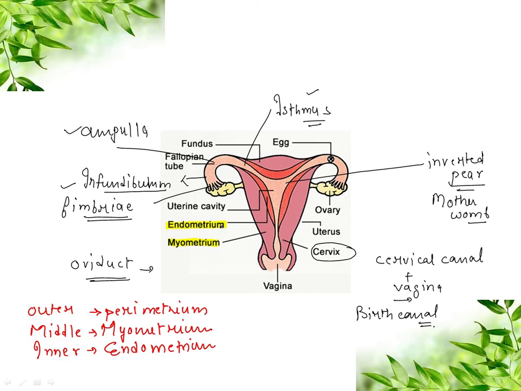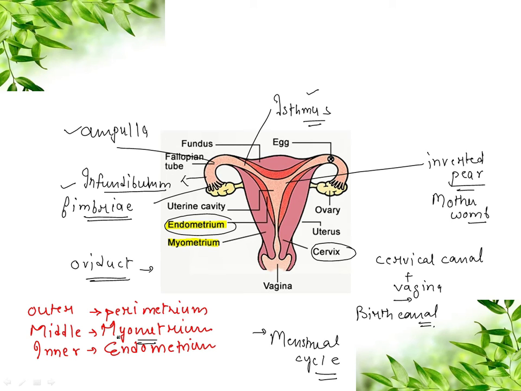Now, this endometrium undergoes changes, and it is the changes in the endometrium which are seen in the menstrual cycle. Myometrium, which is the middle layer, is there for the strong contractions during the delivery of the baby. So these are the three layers: outer perimetrium, middle myometrium, and the inner endometrium.